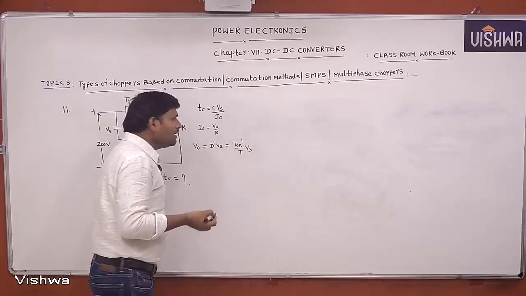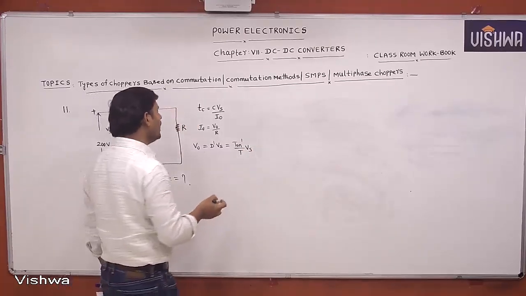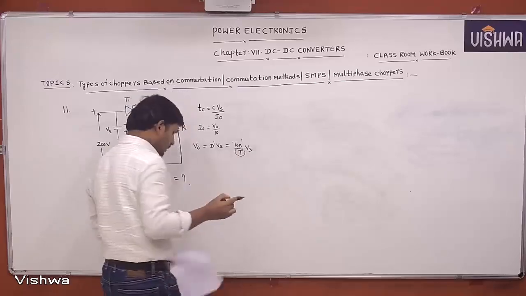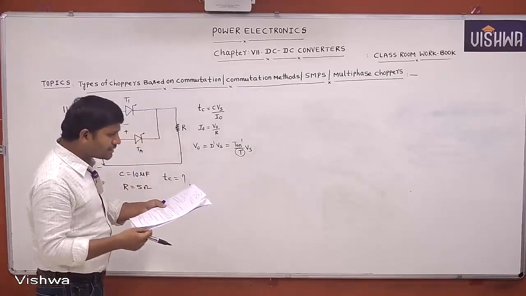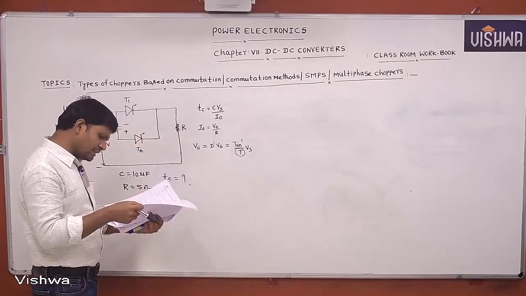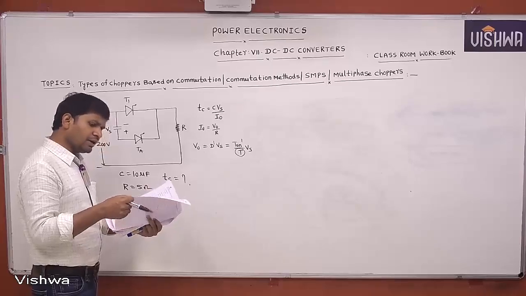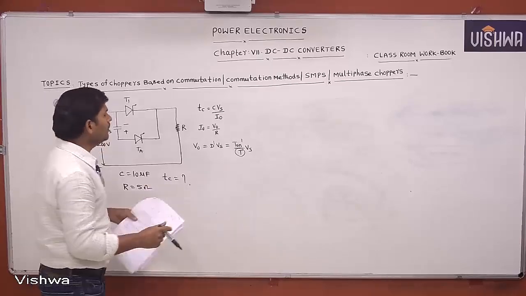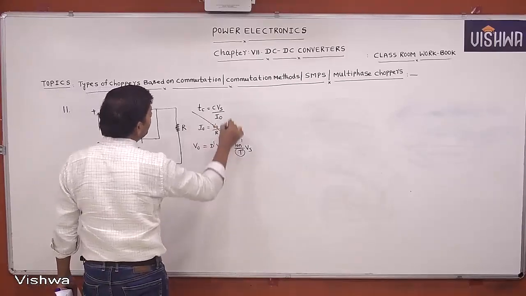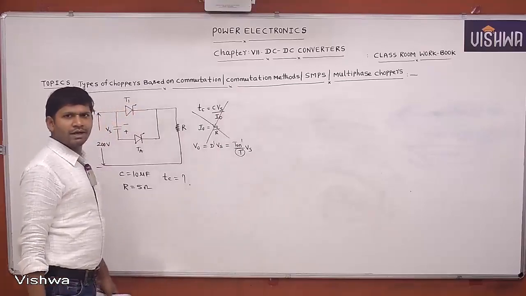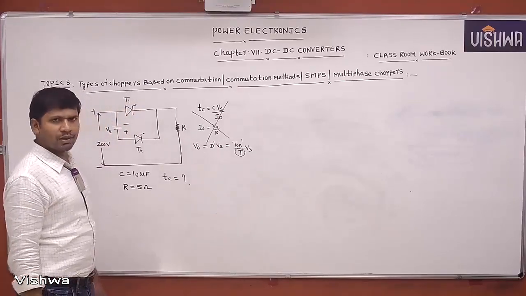But the data is not given to calculate the T value. Is there any data given? No. Is any frequency of operation given? No, it is not given. That's why we don't apply this formula, because the data is insufficient to apply this formula.